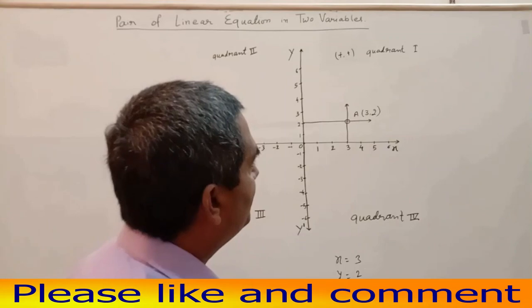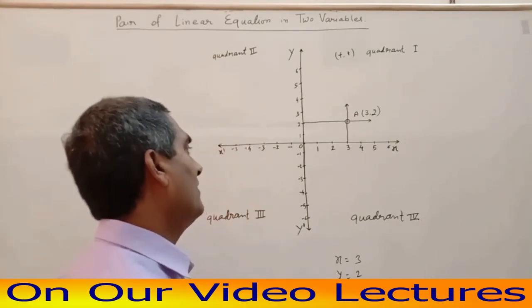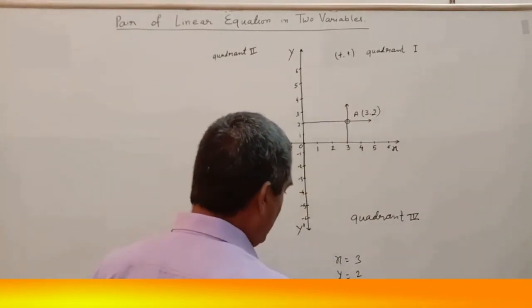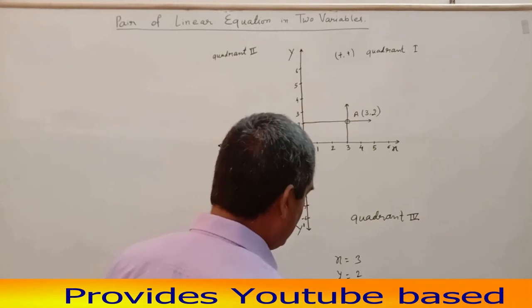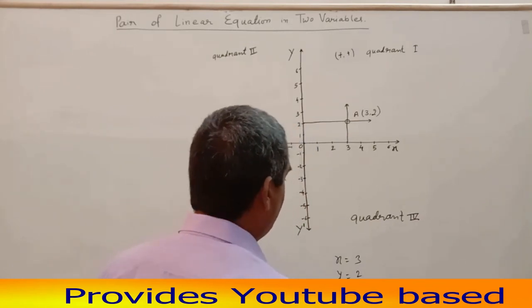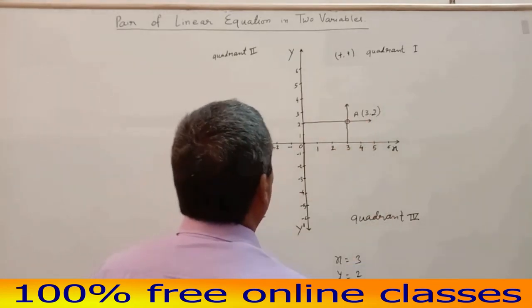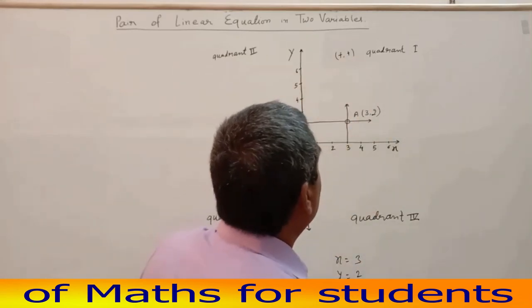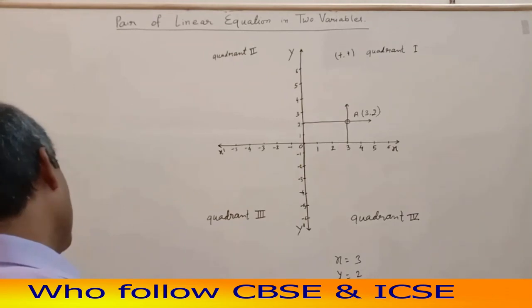In quadrant 1, the value of x is plus and y is plus. So suppose we have two values, x equal to 3 and y equal to 2, or any values of x and y, and both are positive. It means the values of x and y will be represented in quadrant 1. So we have written quadrant 1 plus plus. Positive values of x and y will be written here.